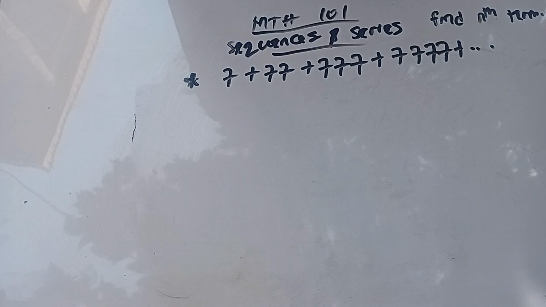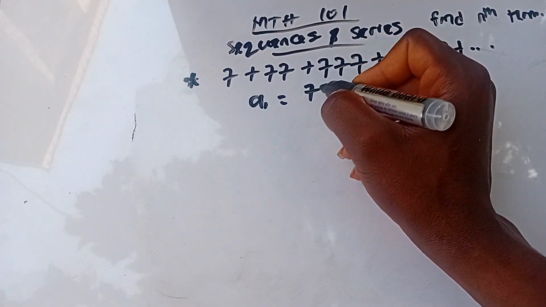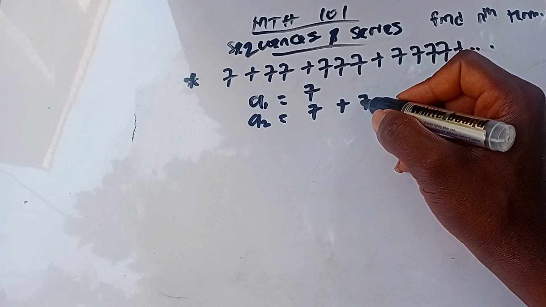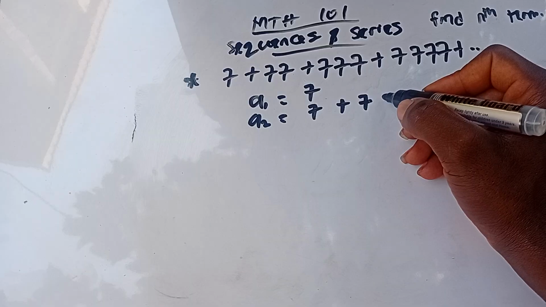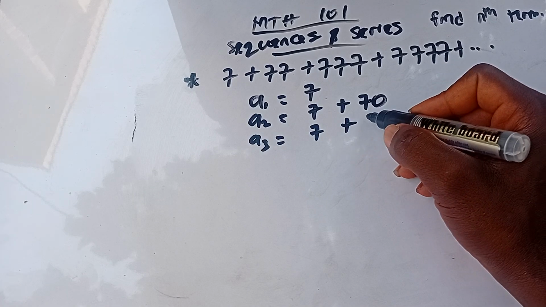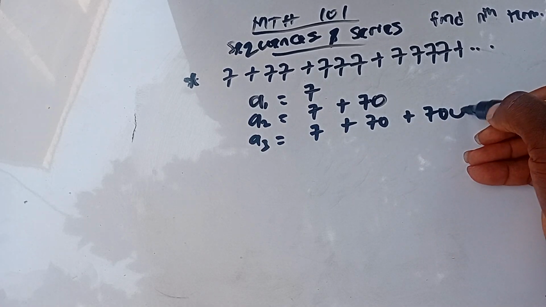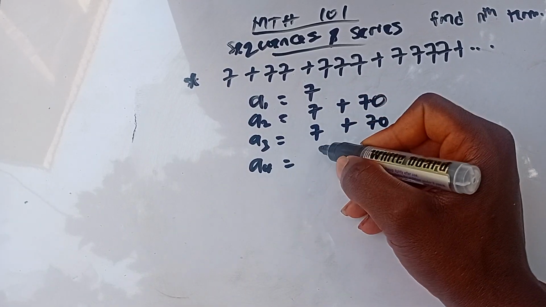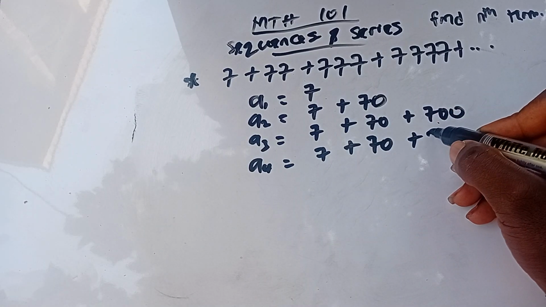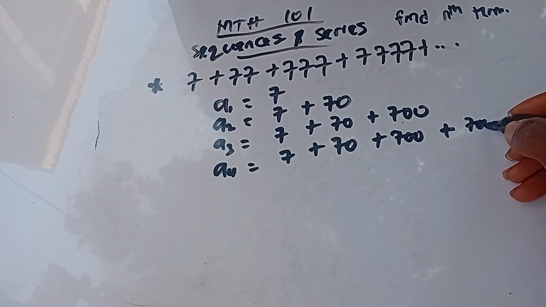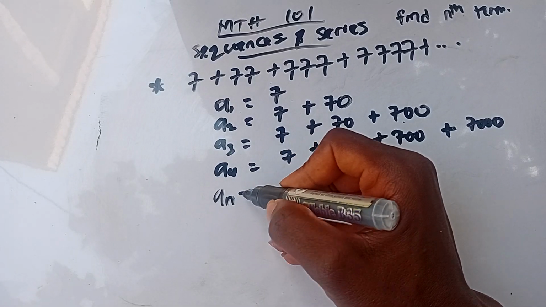7 plus 7, this now is a series because there's addition. Now let's generate. Our A1 is what? 7. Our A2 equals what? 7 plus 70. You can write your 70 as 7 times 10, if you like, there's no problem. Our A3 equals 7 plus 70 plus 700. 7 plus 70, 77, plus 700, 777. So our A4 equals 7 plus 70 plus 700 plus 7,000.